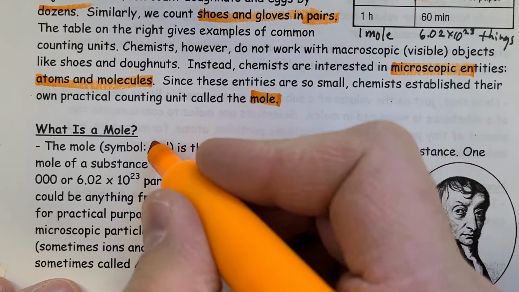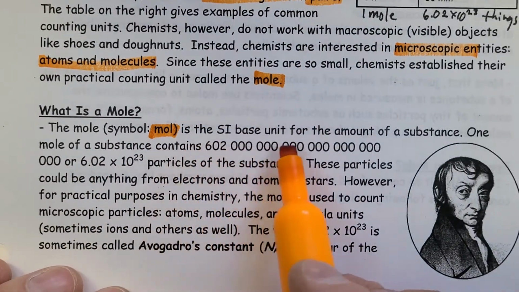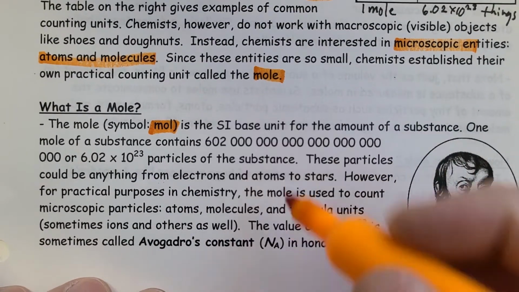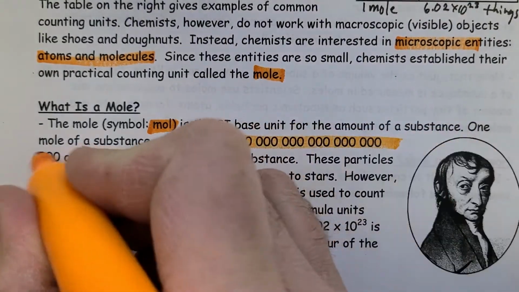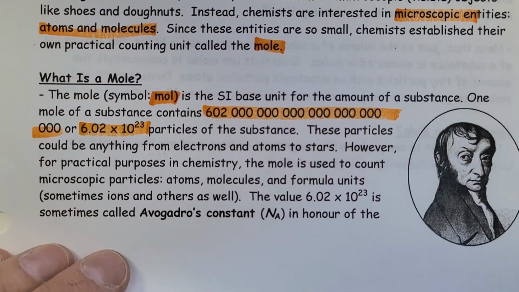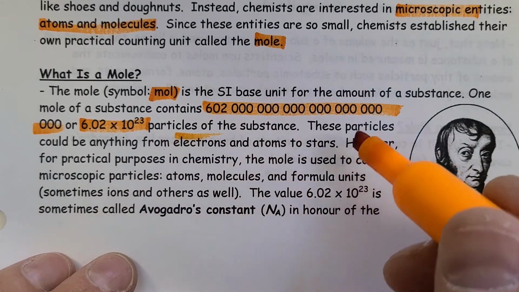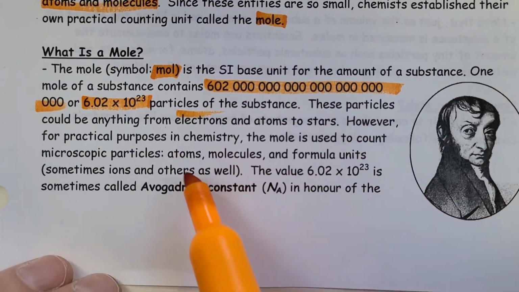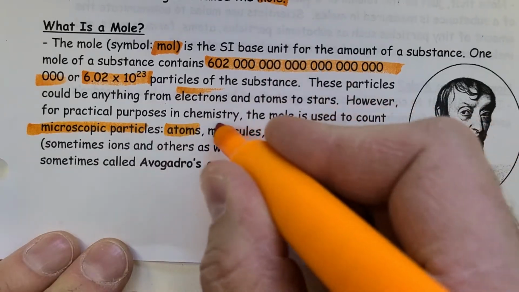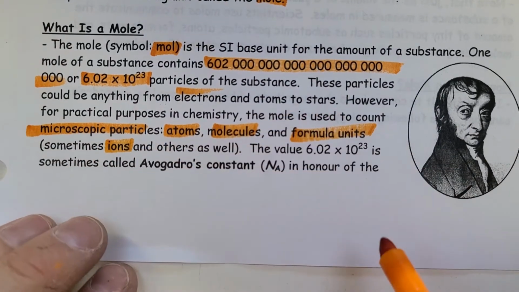First of all, the shortened version of it is just mol, dropping off the E, which is kind of funny. It's the SI, or System International, base unit for amount of substance. 1 mole is equivalent to this big number here, or we usually like to do it in scientific notation, 6.02 times 10 to the 23. These particles could be anything from electrons to atoms to stars. However, for practical purposes in chemistry, the mole is used to count microscopic things such as atoms, molecules, and formula units. Sometimes ions as well, as we'll see.